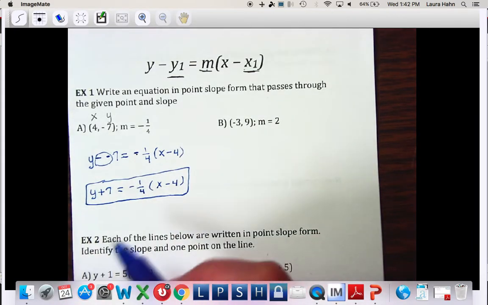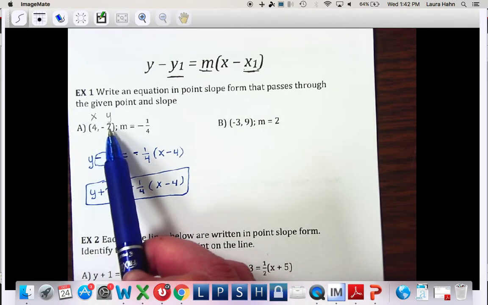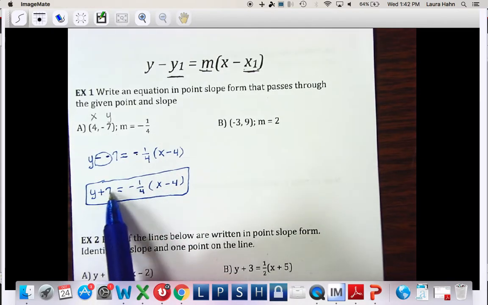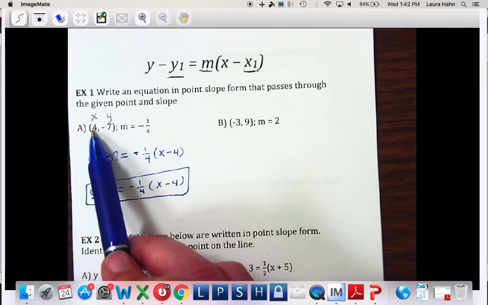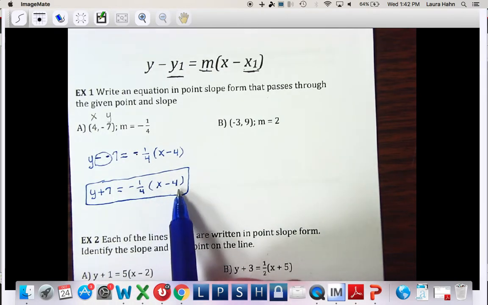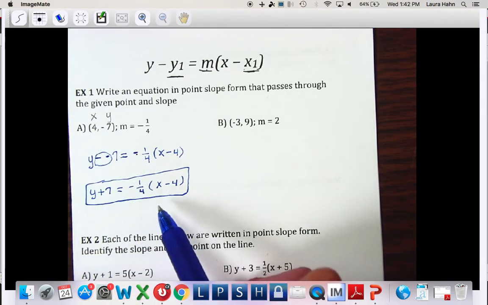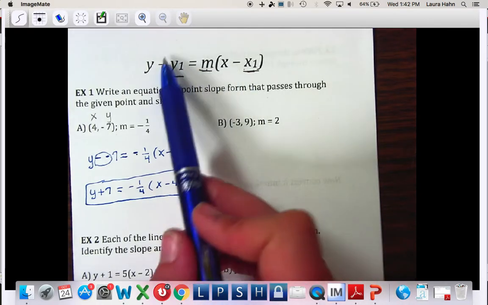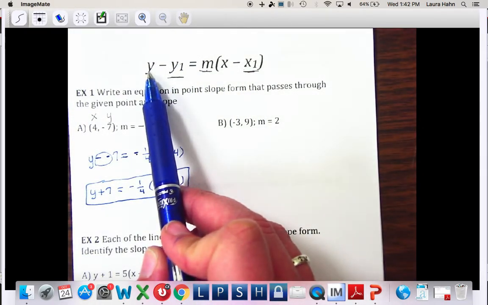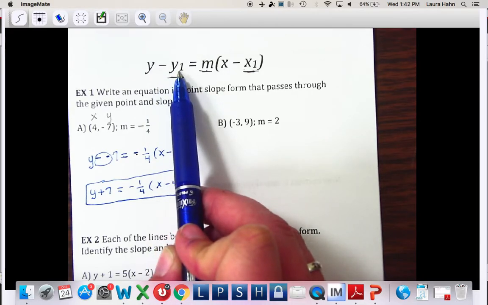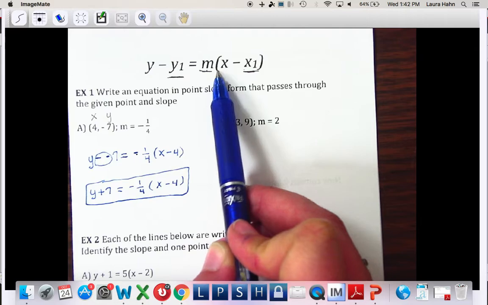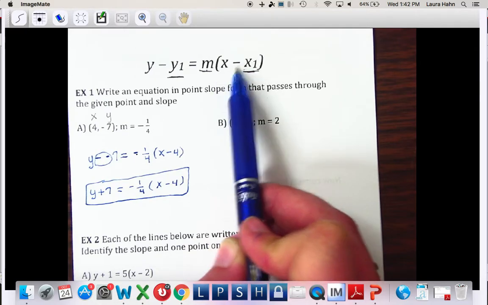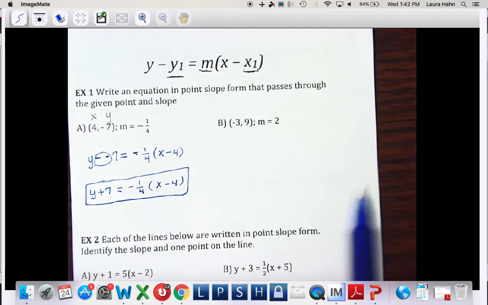Okay, one thing you might notice is your y was a -7 and we ended up putting a +7. That's opposite, right? Same thing for your x. Our x was a +4 and we ended up having a -4. Those are opposite. So the way I like to think of this is I put my y, and then I put the opposite y from my point equals the slope. Then I put a parenthesis x, and then I put the opposite of the x from my point. So let's do that one this way.